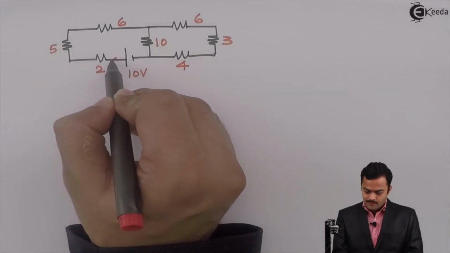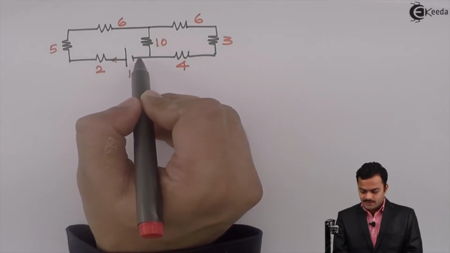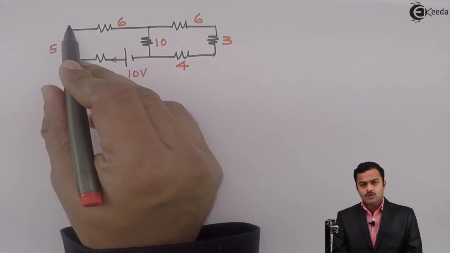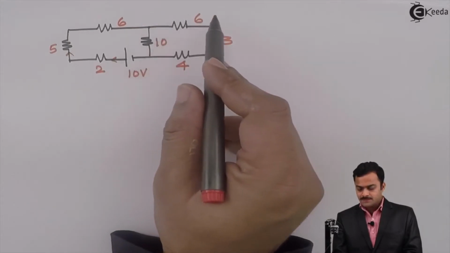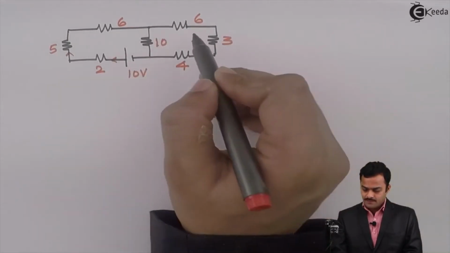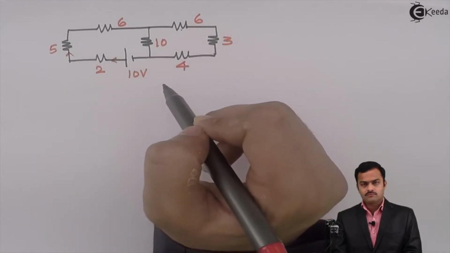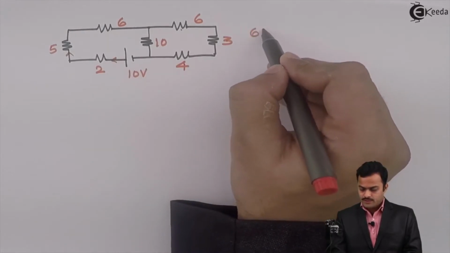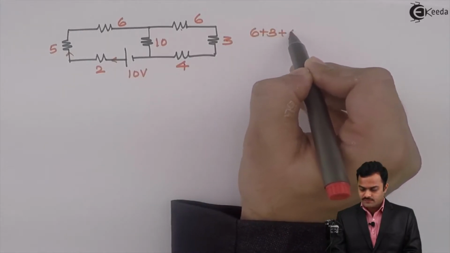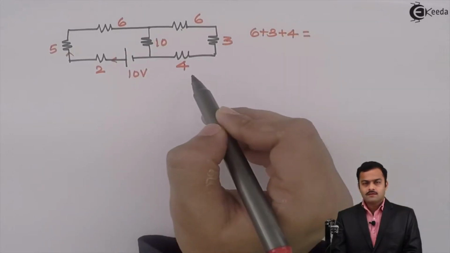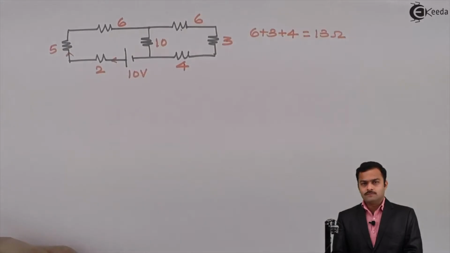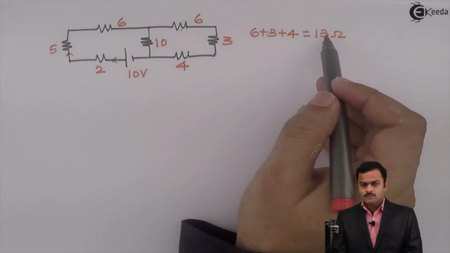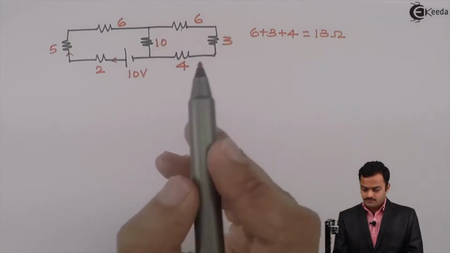So whatever current is given by this battery will be nothing but current flowing through this load resistance, which is 5 ohm. So I will reduce this part of the circuit. So it's very simple. 6, 3, 4 are in series. So equivalent is 6 plus 3 plus 4, which is 13 ohm. This 13 ohm will come in parallel with 10 ohm.